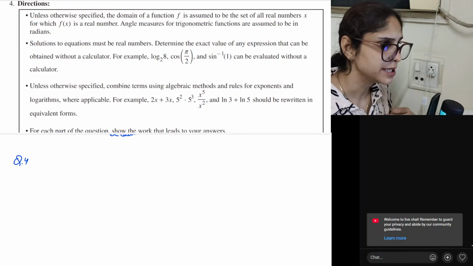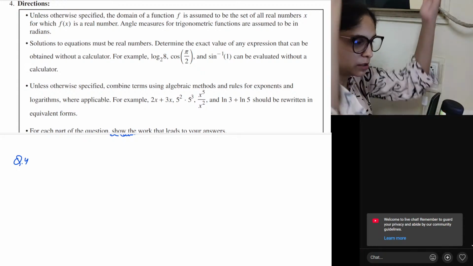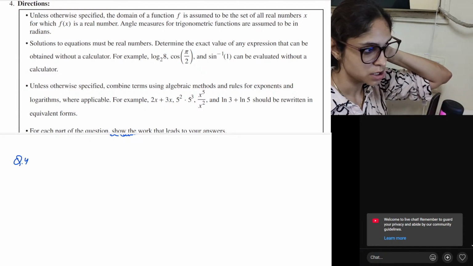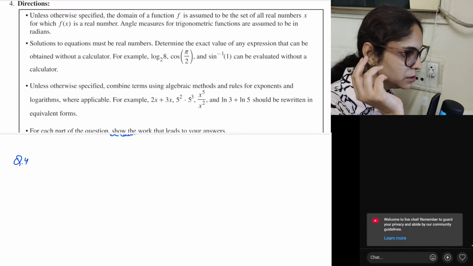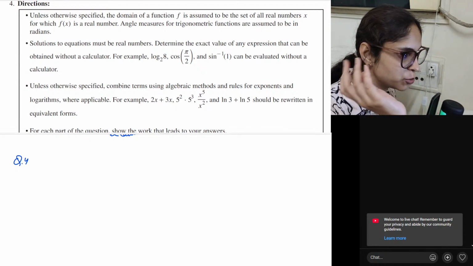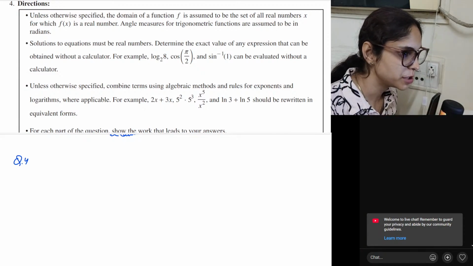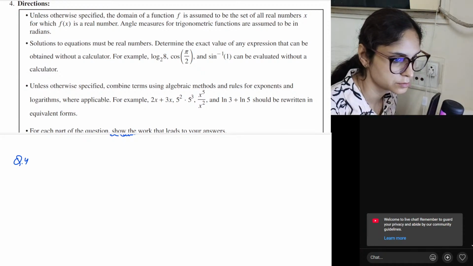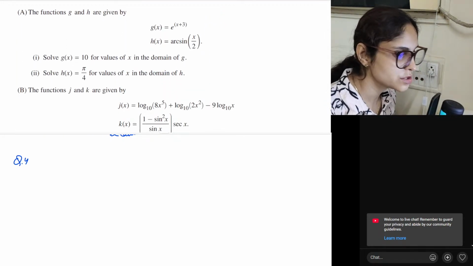Determine the exact value of any expression that can be obtained without a calculator. For example, log base 2 of 8 is 3, cosine pi over 2 is 0, sine inverse of 1 is pi over 2. It can be evaluated without a calculator. Unless otherwise specified, combine terms using algebraic methods and rules for exponents and logarithms wherever applicable. For each part of the question, show the work that leads to your answers. So they were just general instructions.